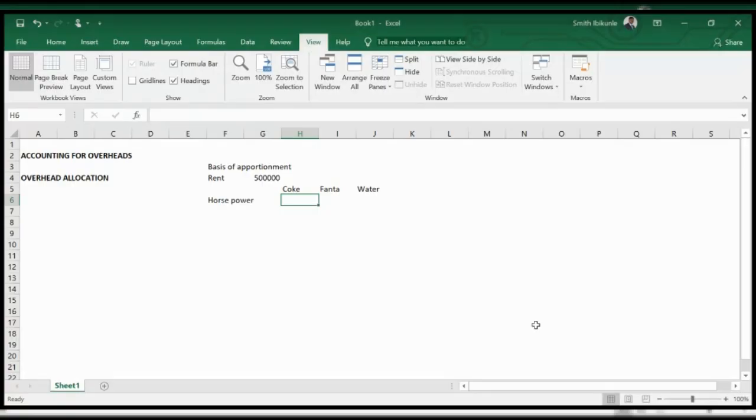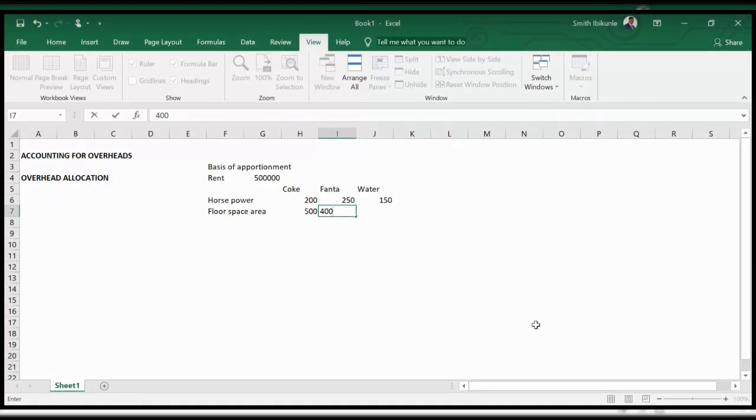So they tell you that Coke uses 200 horsepower, Fanta uses 250 horsepower, and water uses 150 horsepower. They can also give you floor space area. They can tell you that Coke uses 500 floor space, Fanta uses 400, and water uses 350. So things like this are called basis of apportionment.